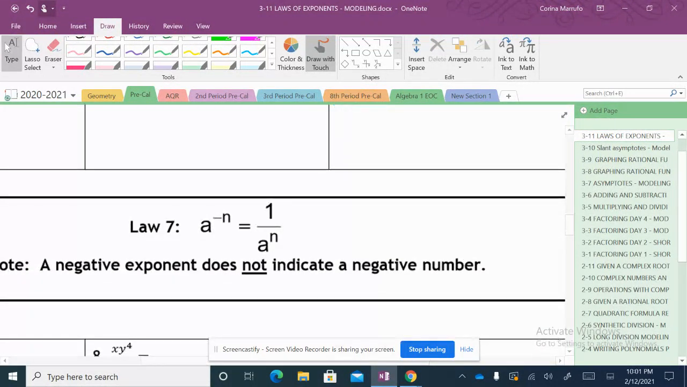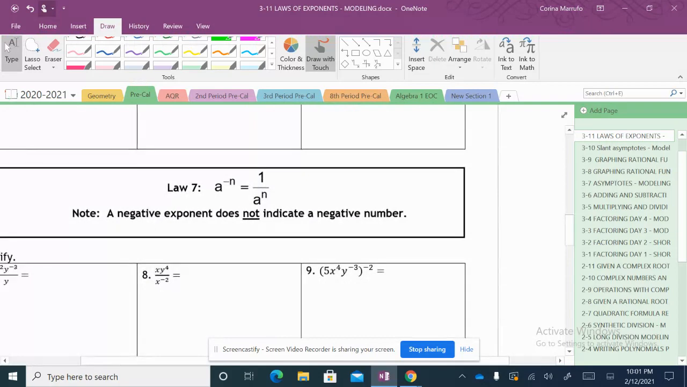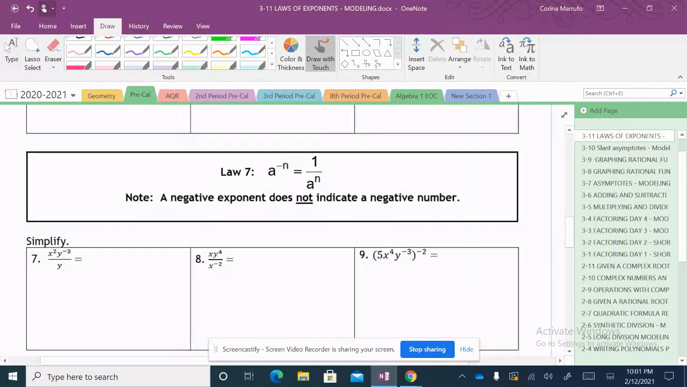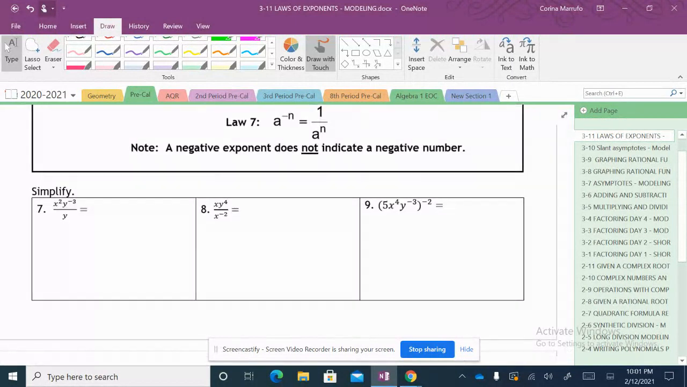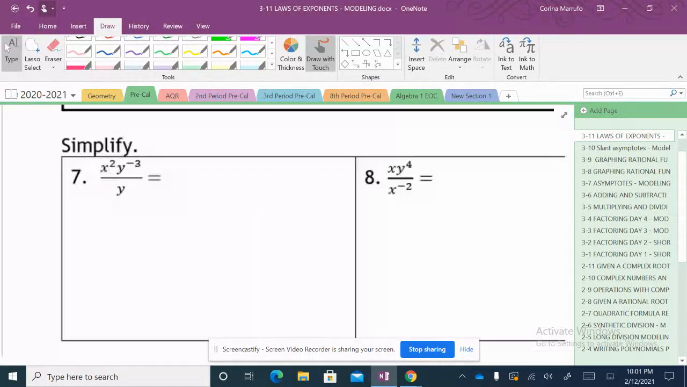Okay, so here's the negative rule, which is what we just went over. A negative exponent does not indicate a negative number. Whenever the exponent is negative, it just means it's in the wrong location. So for example, if a to the negative n is right here, you need to move it to the denominator and change the sign, and that'll tell you that it's in the right location. Now, if it's backwards where the exponent is on the bottom, for example, here on number 8, do you see how the exponent is negative on the bottom? That means that it's in the wrong location. You need to move it to the top and change it to a positive. Okay, so let's go ahead and solve some of these.